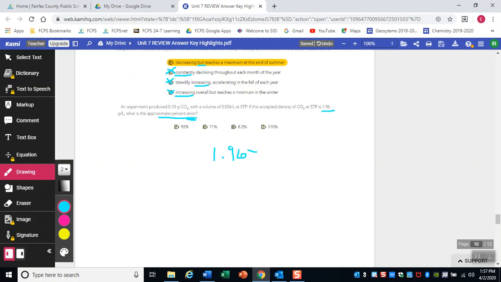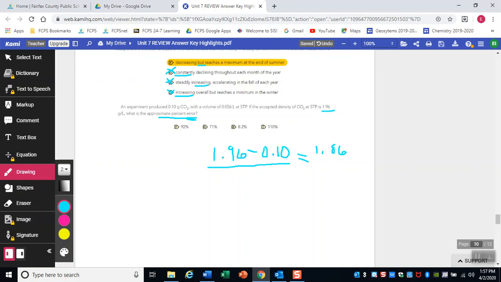And I'm going to find the difference. So I'm going to subtract what I actually got. So I was expecting to get this, I got that. So how far off was I? All right. If I subtract that, that would be 1.86. And then now I have to divide by... now that's the actual error.